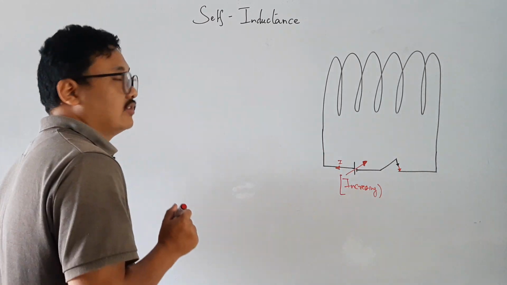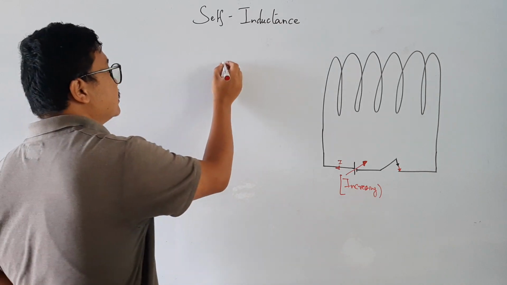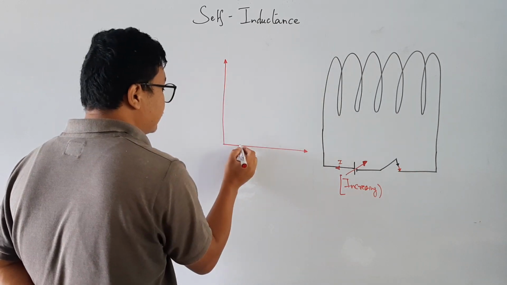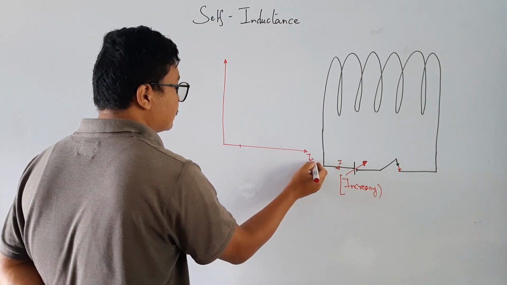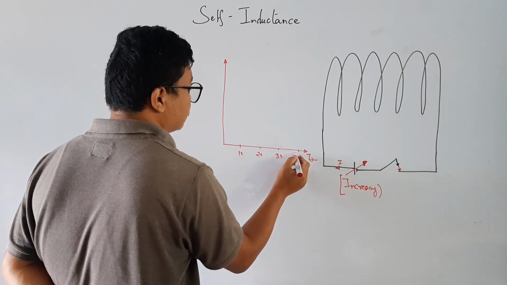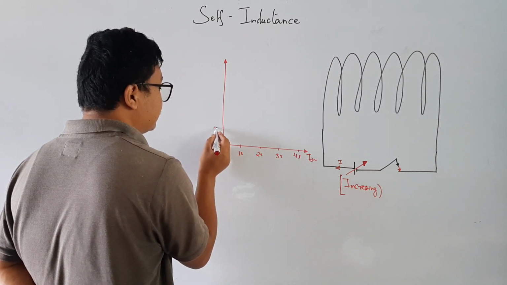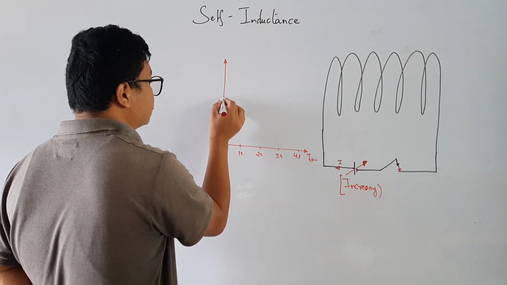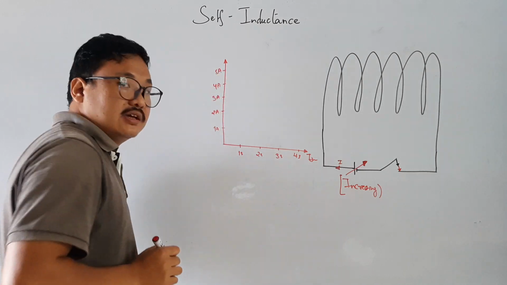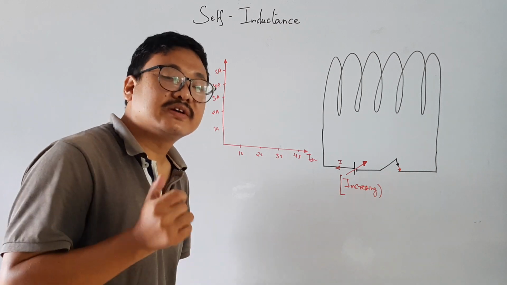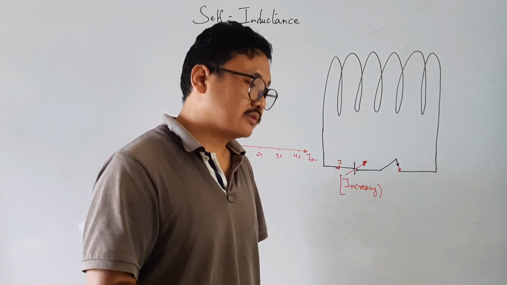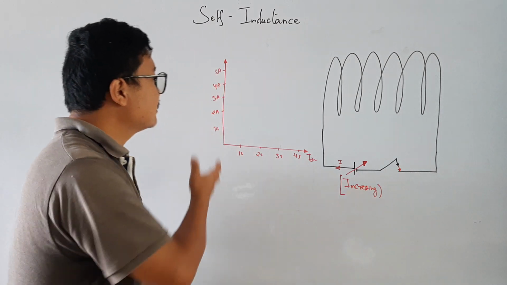So let us first plot the graph of how it increases. For an example, this is time t. This is 1 second, this is 2 seconds, this is 3 seconds, and this is 4 seconds. And let me write this as 1 ampere, this as 2 ampere, this as 3 ampere, this as 4 ampere, this as 5 ampere. Though the current increases very slowly, like milliampere, microampere, 1 microampere, 2 microampere, 3 microampere, but for convenience I am considering this.